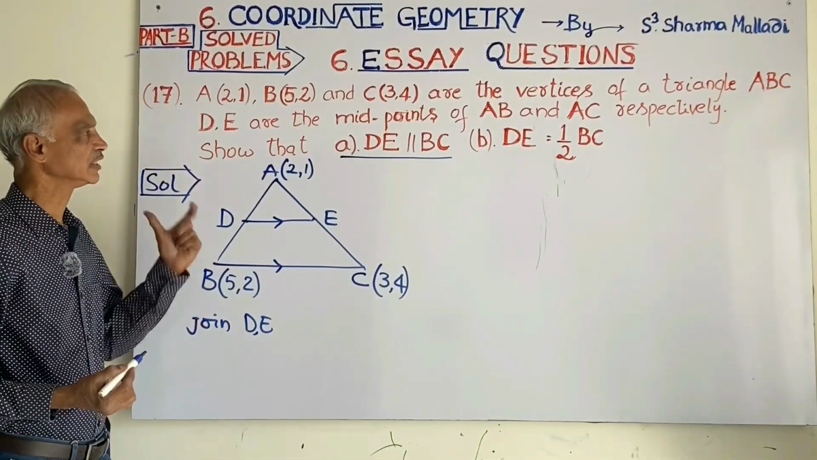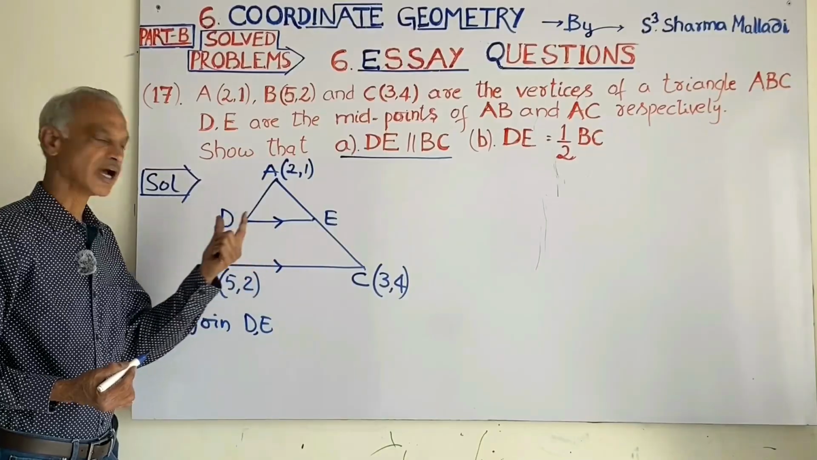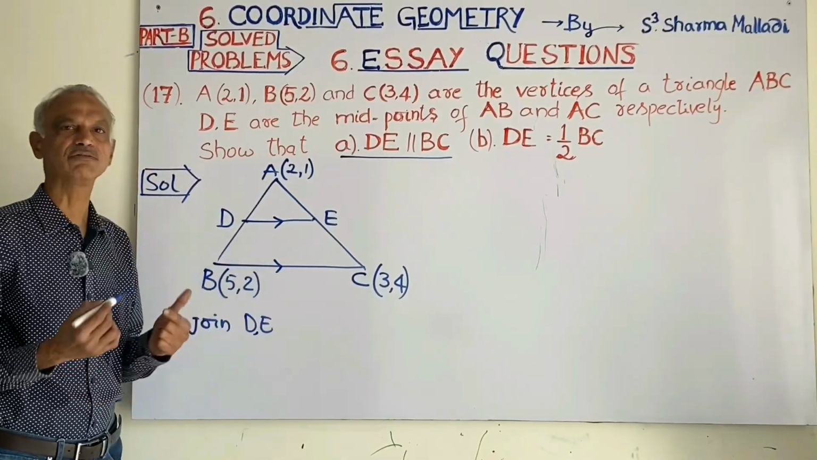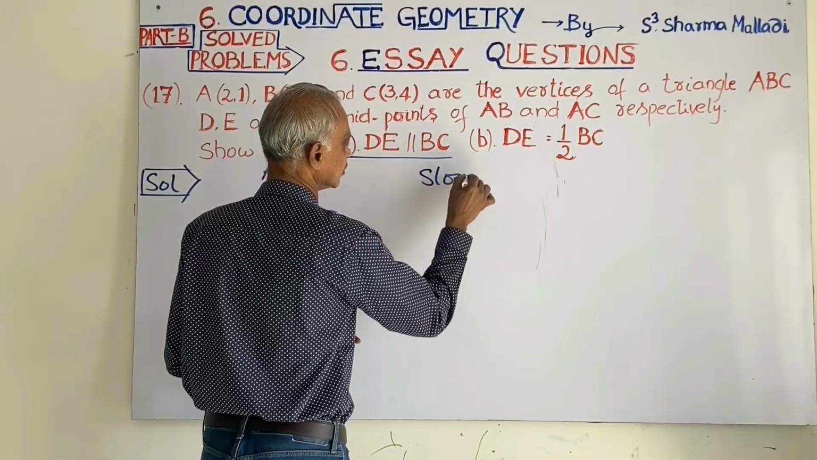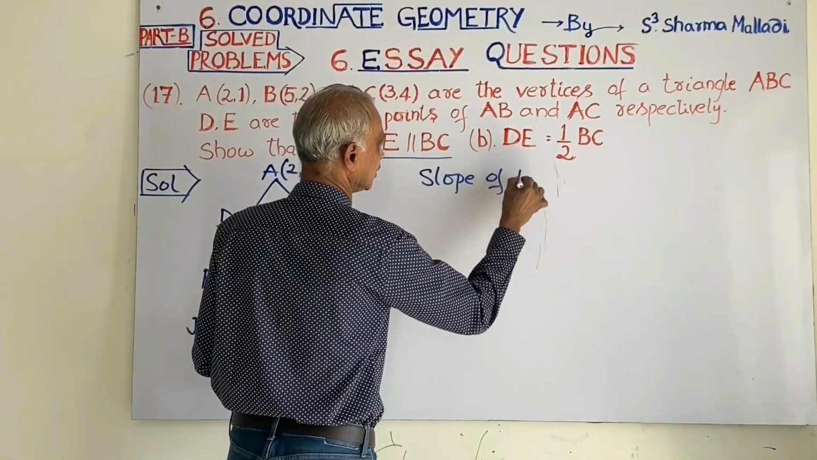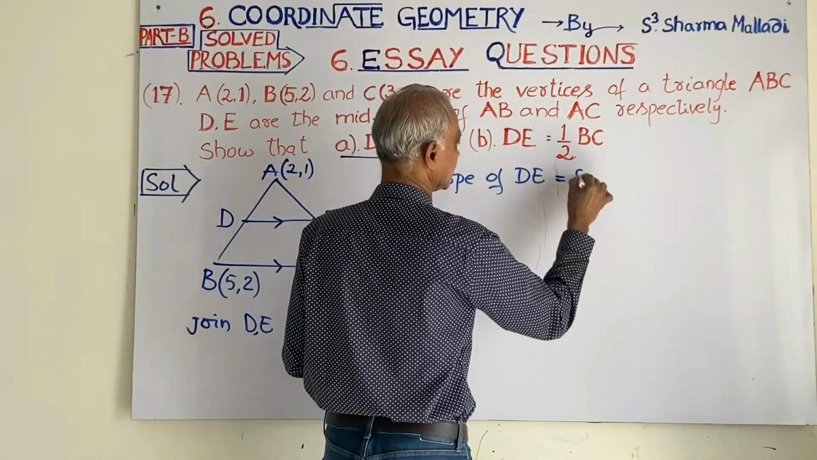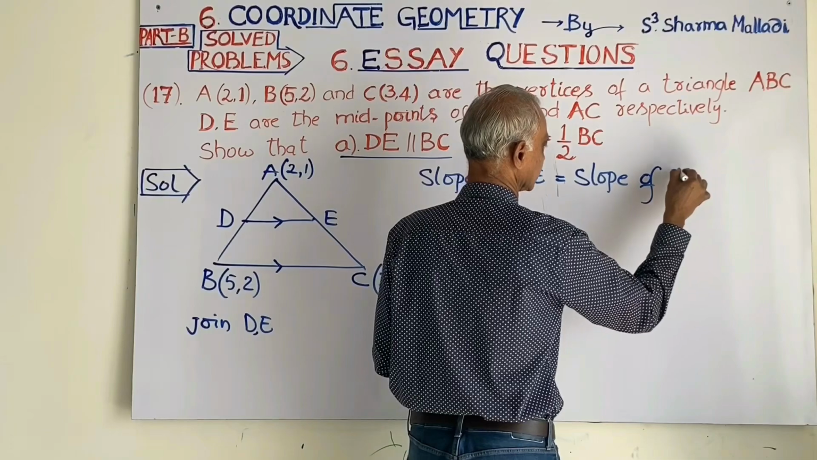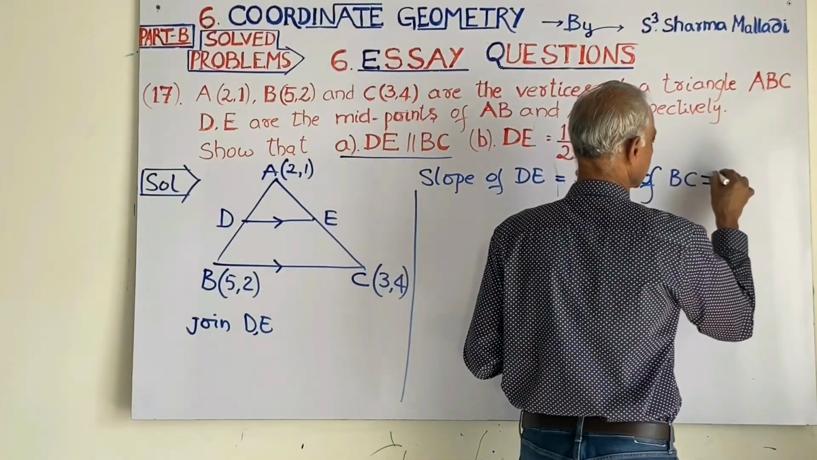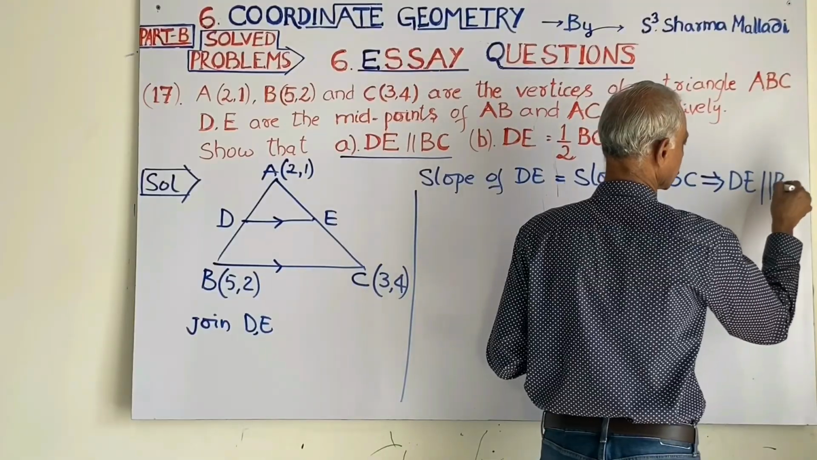How can we show DE is parallel to BC? Slope of DE and slope of BC are equal to each other. Slope of DE must be equal to slope of BC, which implies we can show DE is parallel to BC.